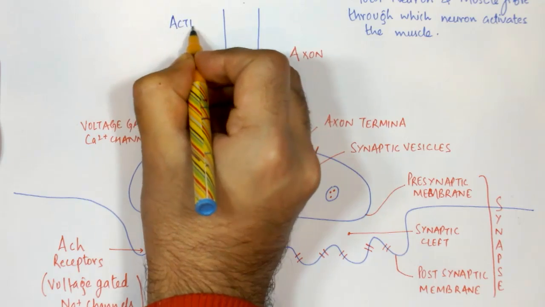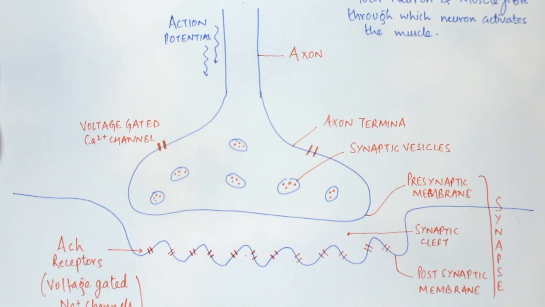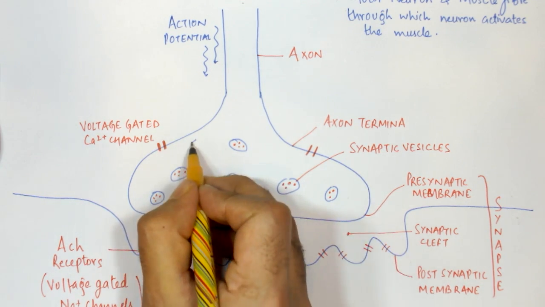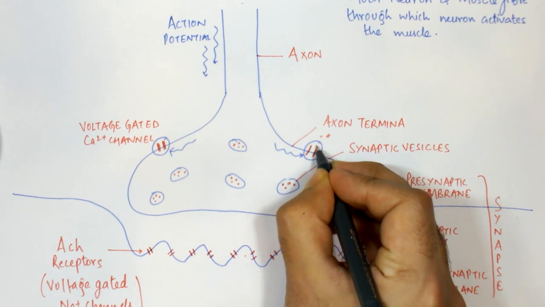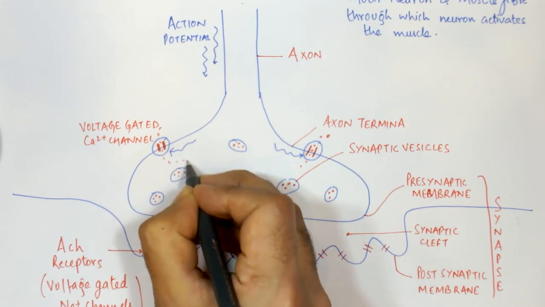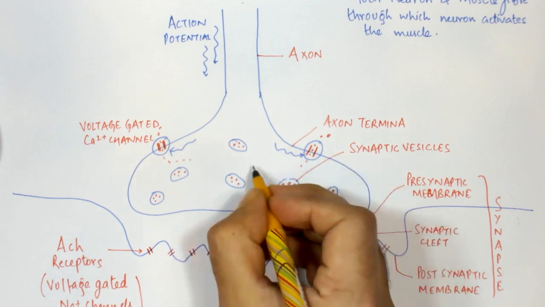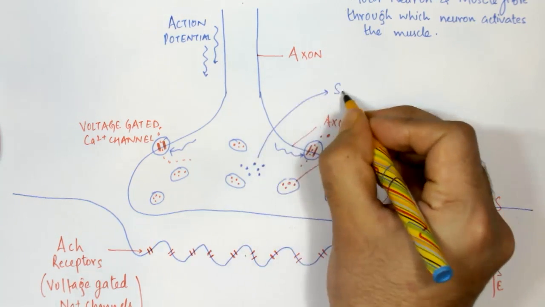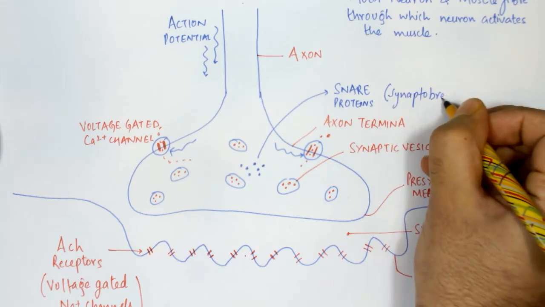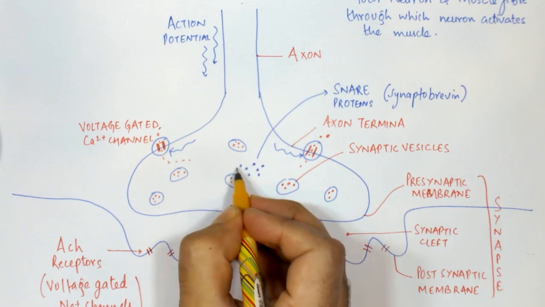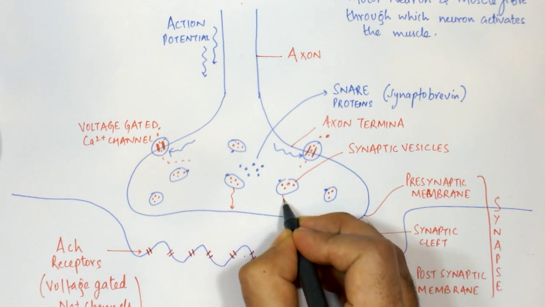It all starts when the action potential reaches the axon terminal. Now, this action potential first acts upon the calcium channels. Since these are voltage gated, these open up and they cause the influx of the calcium into the axon terminal. After this influx, the calcium activates a group of proteins known as the SNARE proteins, which involve proteins like synaptobrevin and syntaxin.